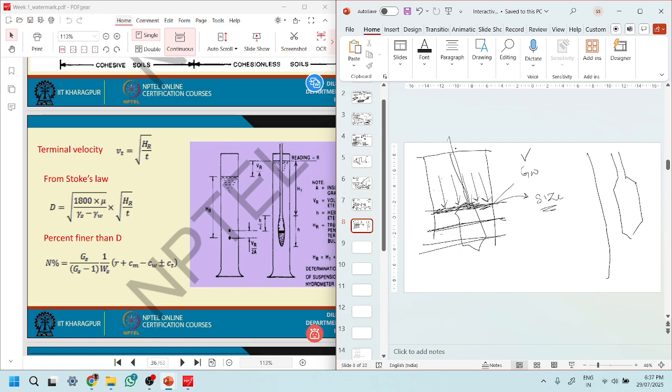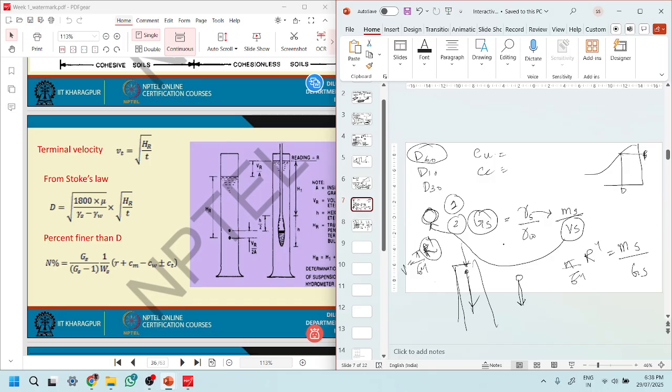A hydrometer is a device that helps you measure the specific gravity of a liquid. So the hydrometer is used for measuring the specific gravity of a liquid. What it does is, at its bulb, it will tell you the specific gravity of this layer. So when you know the specific gravity, and you know the terminal velocity, you can calculate the diameter based on this principle.